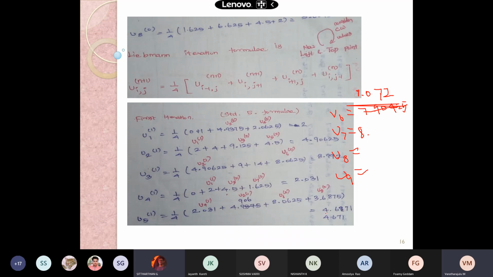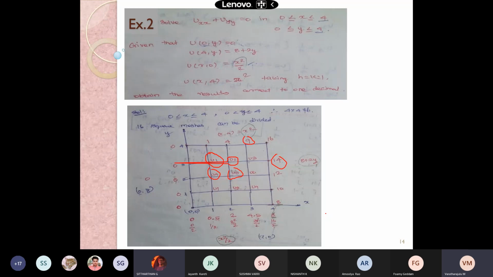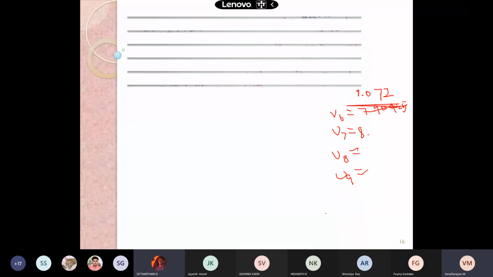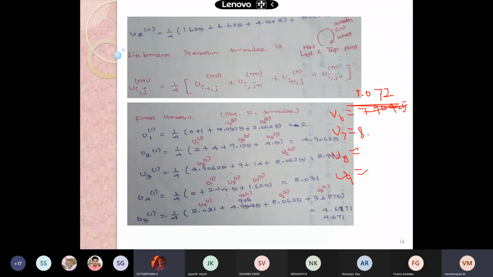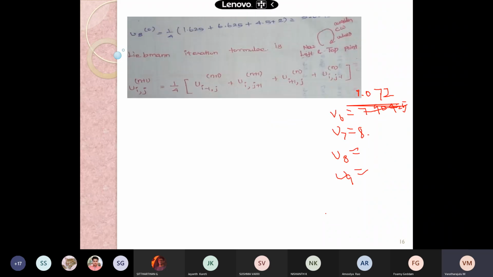So our A is U5 and U3 updated, sir, 4.671, and our B is 8.992 and our C is 12. B is, just a minute, 6.625. And U9 we need to take from the past. Yes sir, 6.625. 8.072 is the answer.